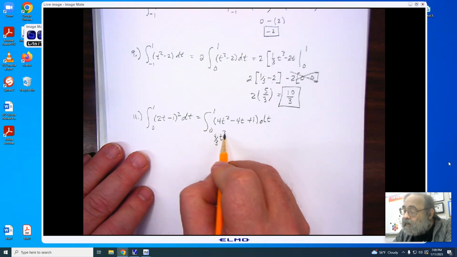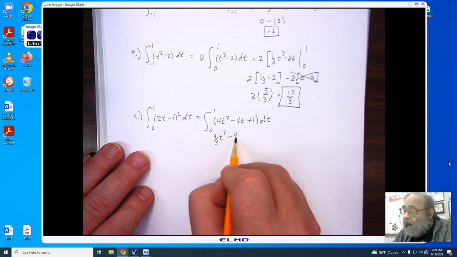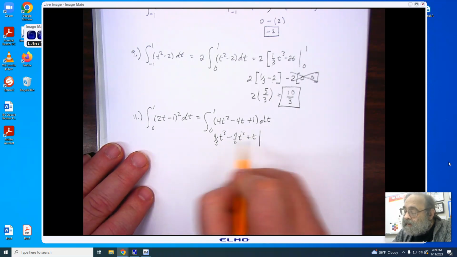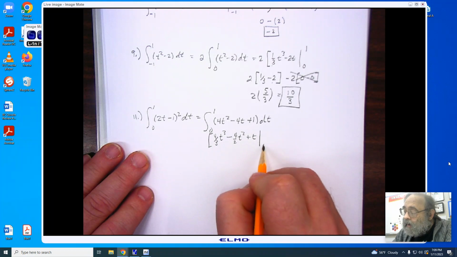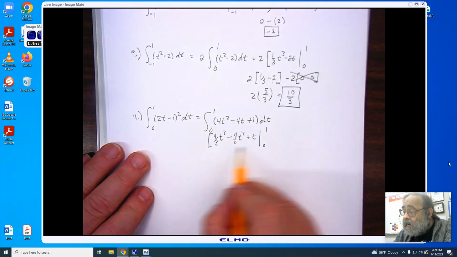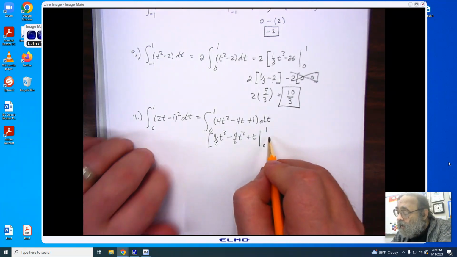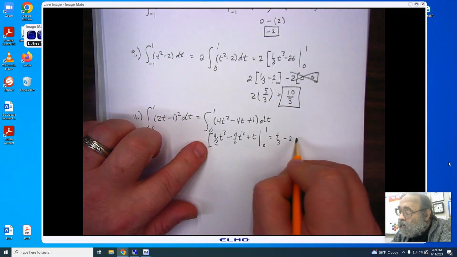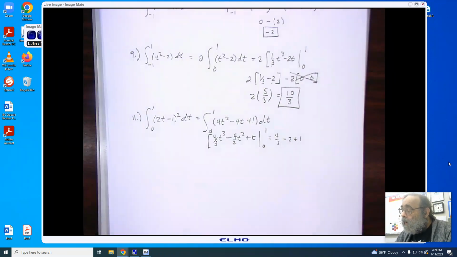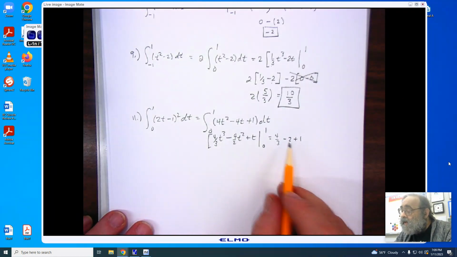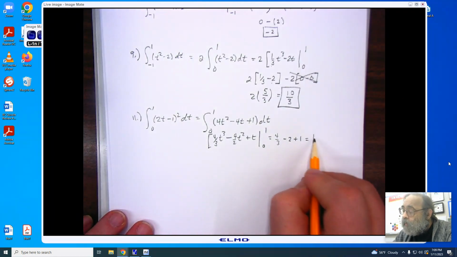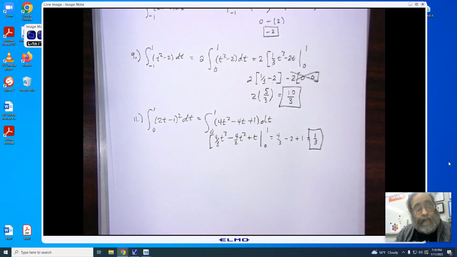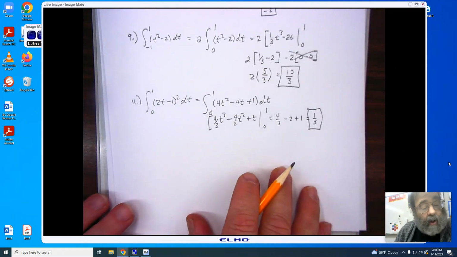4/3 t cubed minus 4/2 t squared plus t, once again, put your bar, and we're going from 0 to 1. Once again, notice the 0 is just going to make everything go away. So we're looking at 4/3 minus 2 plus 1. Well, that's giving me 7/3 minus 6/3 is 1/3. And my answer is 1/3. Let's go to number 13, please.